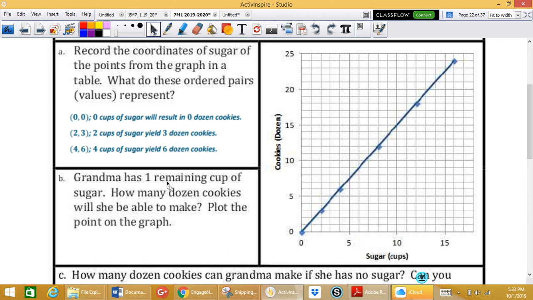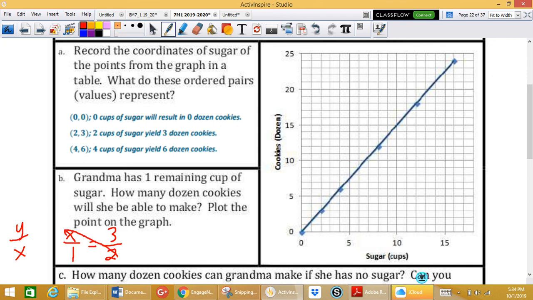Grandma has 1 remaining cup of sugar. How many dozens of cookies will she be able to make? And plot that point on the line. So she has 1 cup of sugar. So if we have y over x, sugar is our x. So that's our 1. We need to figure out how many dozens. Normally we can get 3 dozen cookies out of 2 cups of sugar.